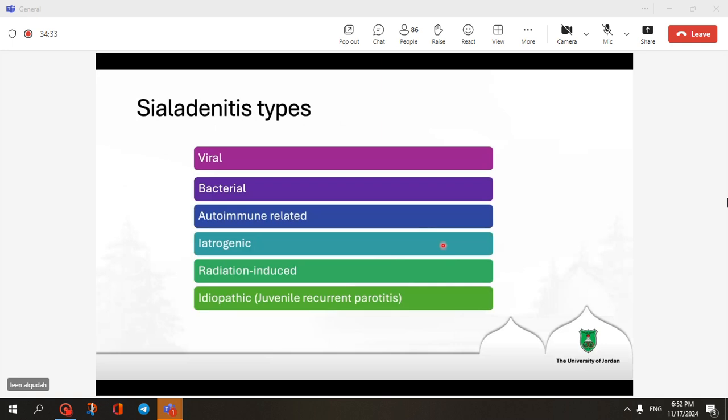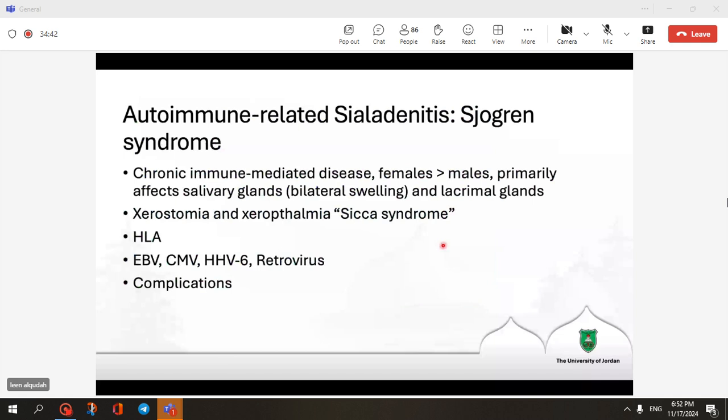Now, going to the third type of sialadenitis that you need to know about, it's autoimmune related. Meaning you have an underlying autoimmune disease that leads to sialadenitis. The most common is Sjogren's syndrome. It's a chronic immune-mediated disease. Since it's autoimmune, females are more likely to get it, and it primarily affects the salivary glands, which are responsible for your saliva, and the lacrimal glands, which are responsible for your tears. So patients will end up with xerostomia and xerophthalmia.